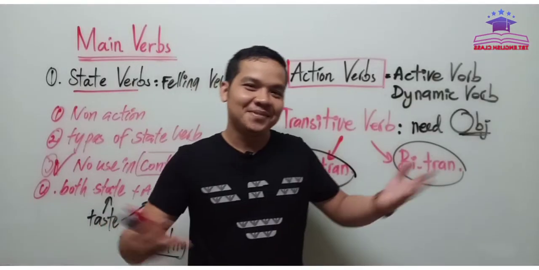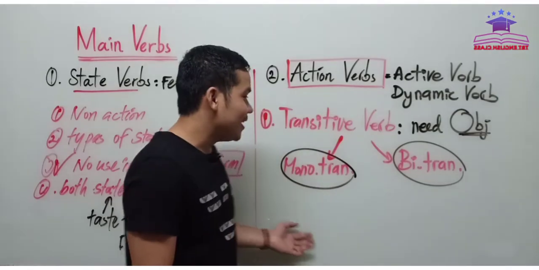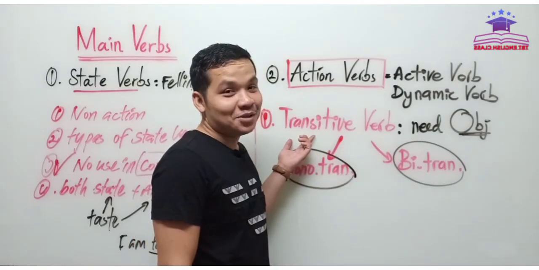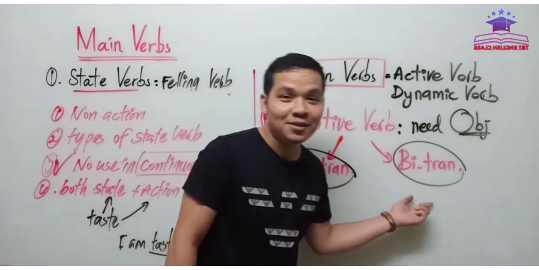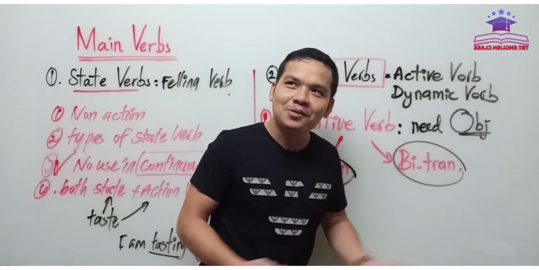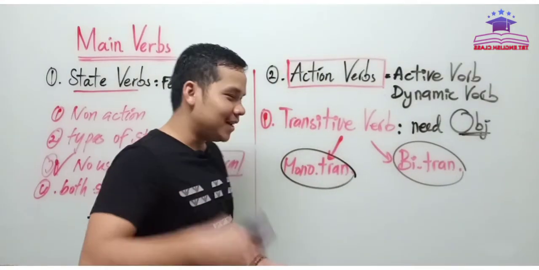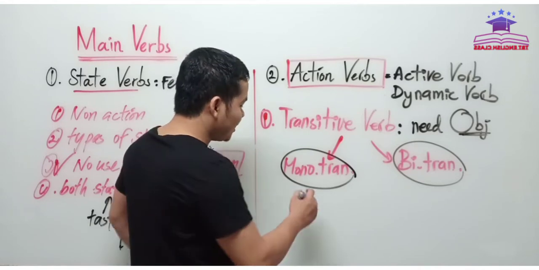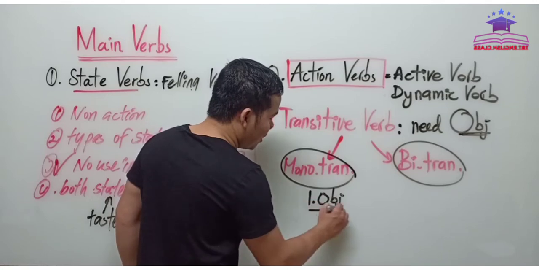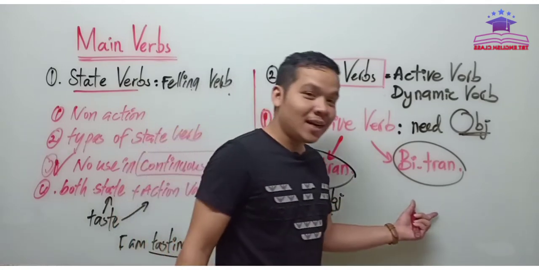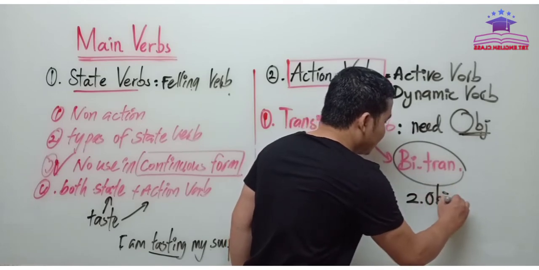Okay, so you saw the previous part about transitive verb and intransitive verb, and I just want to let you see one more thing about transitive verb. Transitive verb can be monotransitive verb or bitransitive verb. Everyone, what is monotransitive verb and what is bitransitive verb? Very easy. Let you see with me. Monotransitive verb, only one object. And bitransitive verb, a verb that needs two objects.